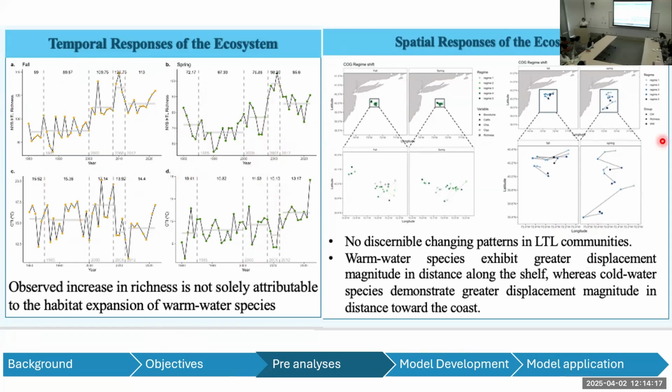And then we looked at the spatial responses of low trophic level species and high trophic level species. We found that they have different responses. And within the high trophic level species, there is also a difference between warm water species and cold water species.